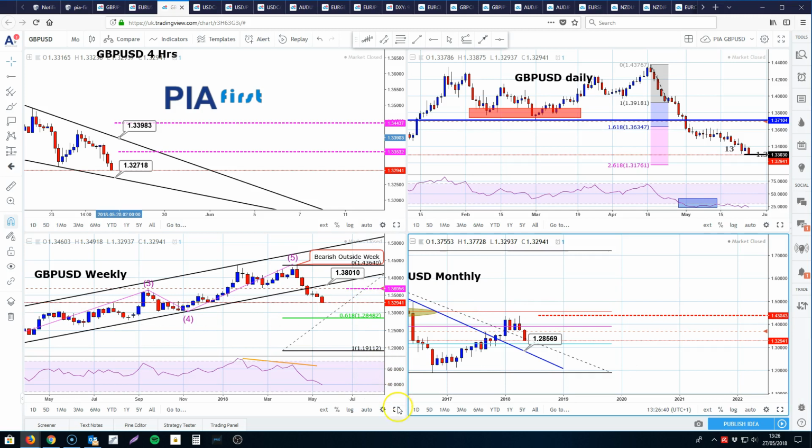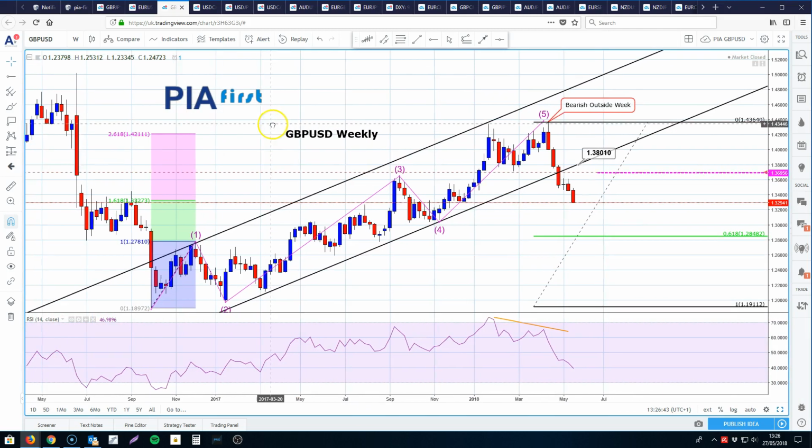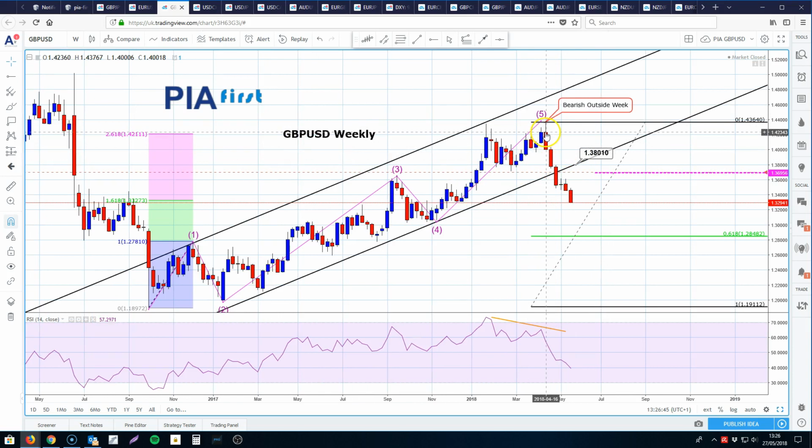Weekly chart, we've broken the channel formation to the downside. Now, we mentioned that 128.57 level. That's because it's close to this pullback level here, which is the 61.8% pullback level at 128.48. So this is our long-term target in sterling dollar.